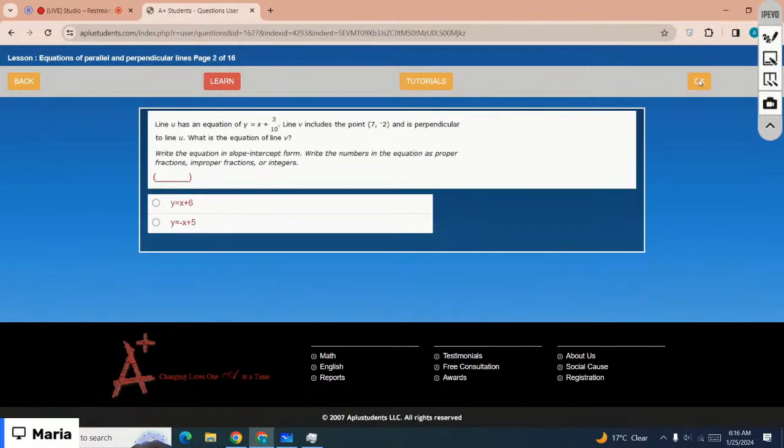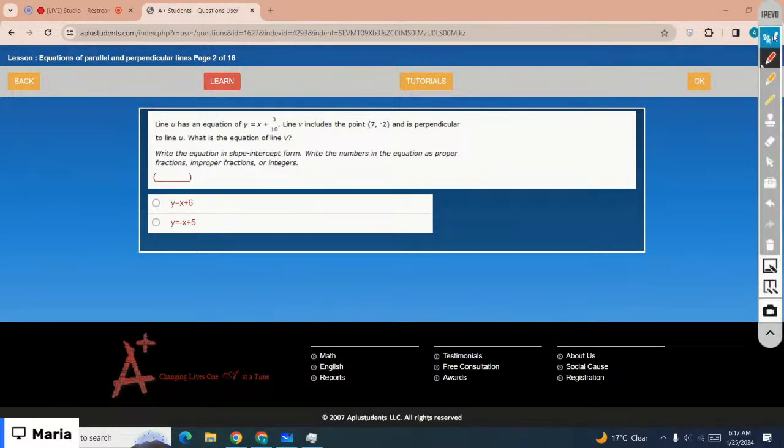Okay, the next one. Line U has an equation y equals x plus 3 over 10, and line V includes 7, negative 2 and is perpendicular to line U. What is the equation of line V? So lines U and V are perpendicular, right? Perpendicular lines have slopes that are negative reciprocals of each other. So for line U, just look at the equation y equals x plus 3 over 10.